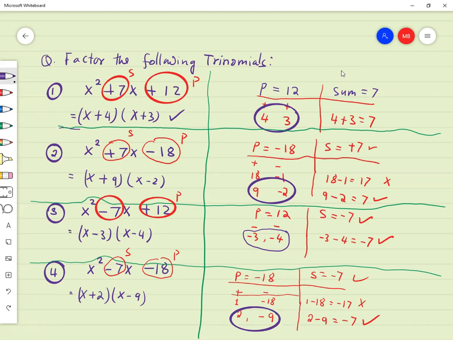Okay, so this is how we factor type 1, the easiest trinomial, where the coefficient of x squared is 1. And this method, I'm going to call the product and sum method.